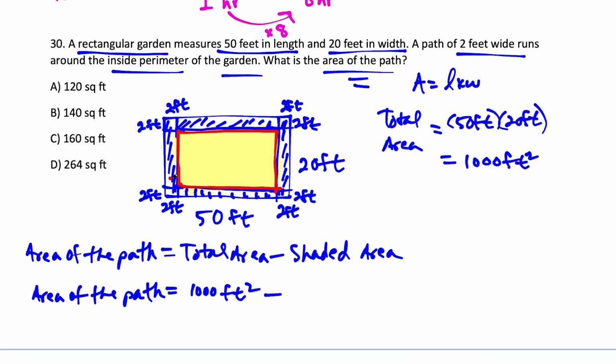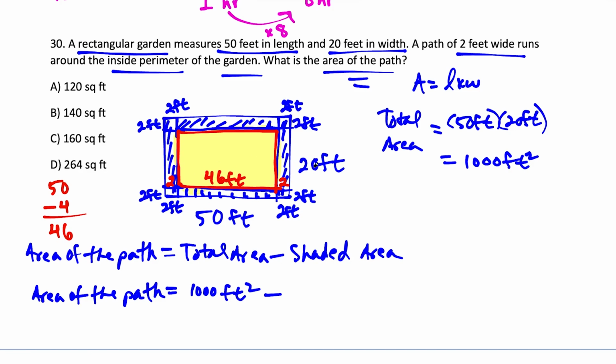So if I chop off 2 feet on the left and 2 feet on the right, I'm subtracting 4 feet in total from 50. And that tells me that the distance across from here to here is 46 feet. Because if you just think about this, if I do 2 plus 46 plus 2, that's going to give me the 50 feet, which represents the entire length of this rectangular garden. And now I do something similar going this way.